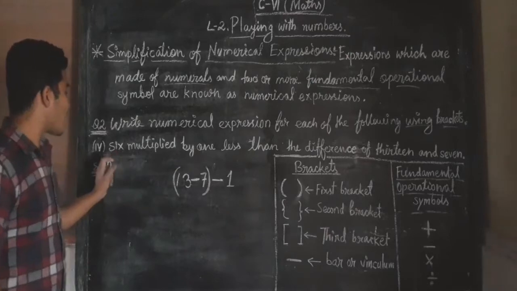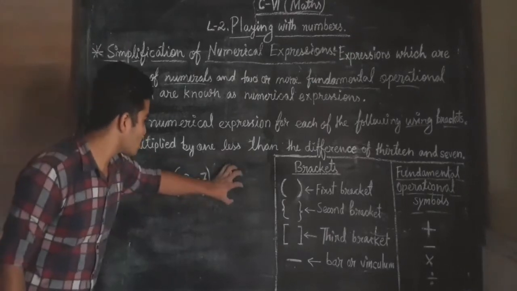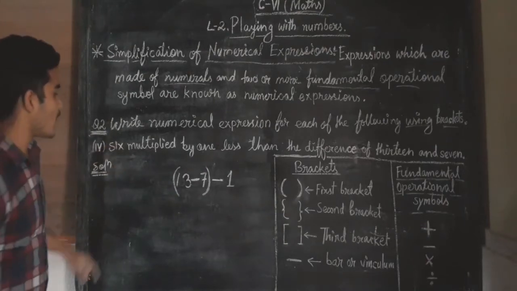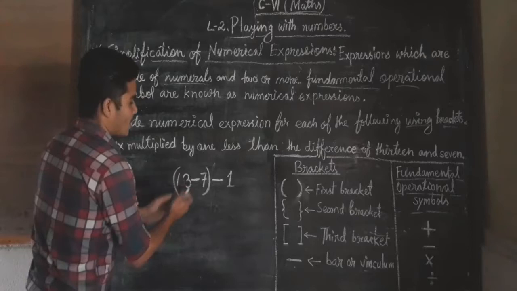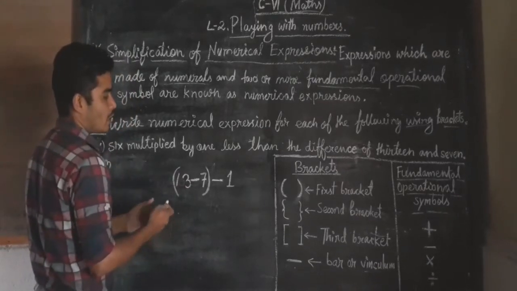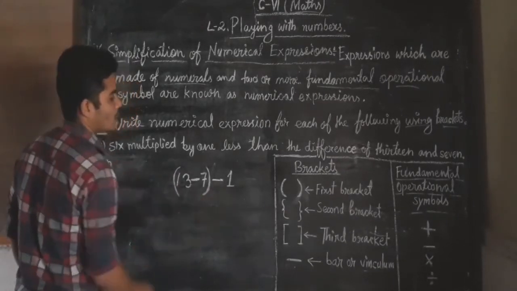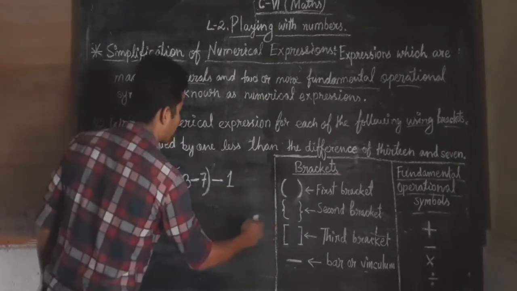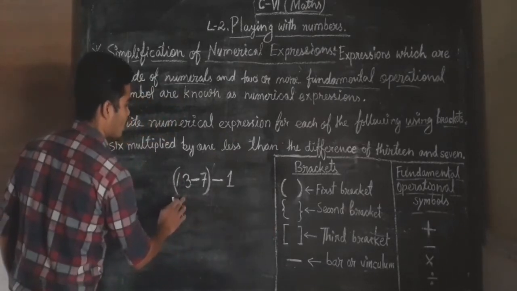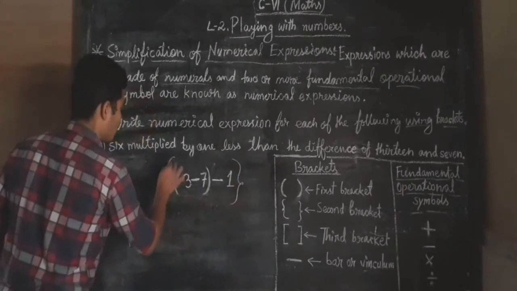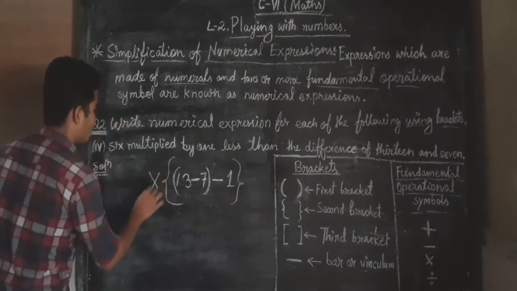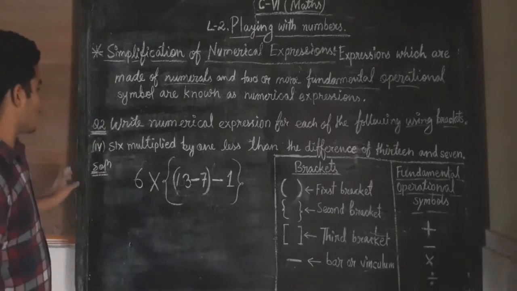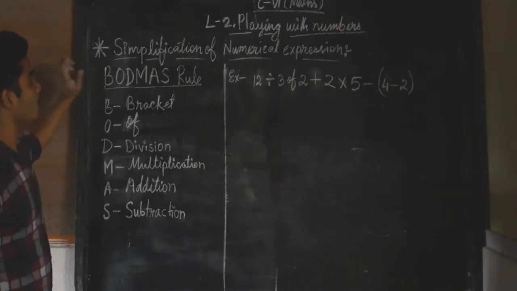So now what do I have to do? I have to multiply this whole thing by 6. After putting the first bracket, if you need another bracket, then we have to use the second bracket, not the third bracket directly. We cannot skip any bracket. So before we used the first bracket, now I need one more bracket to multiply the whole thing by 6. I hope you have understood this. Let's move to the next very important topic.